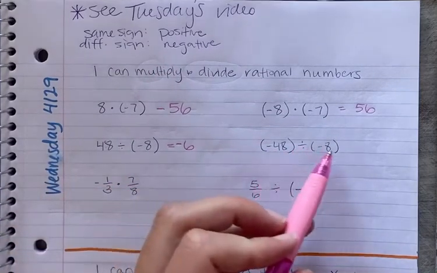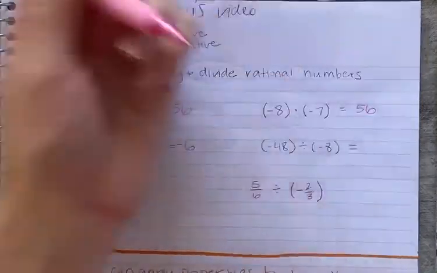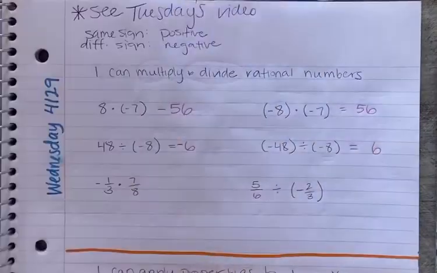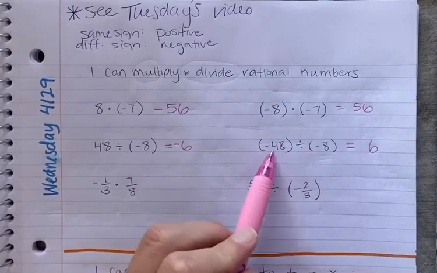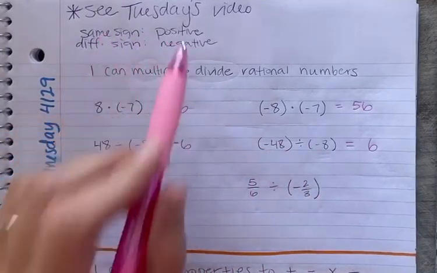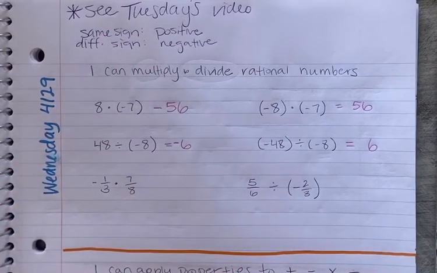Negative 48 divided by negative 8. Well, 48 divided by 8 is 6. First we do our multiplication or division. Then we look at the signs. These have the same sign. So my answer is positive. And we use that same rule for fractions.